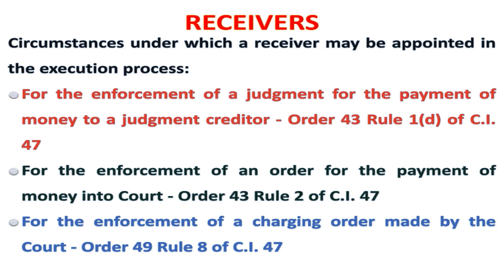Because under the CI 47, there are several instances under which a receiver may be appointed. So we are going to look at those instances. I believe you know one already. When we dealt with charging orders, we mentioned that a receiver may be appointed to help the realization of the charge that will be created. So before I begin, remember that one circumstance under which a receiver may be appointed is under Order 49 Rule 8 of CI 47, for the purpose of enforcing a charging order made by the courts. That's one of the circumstances.